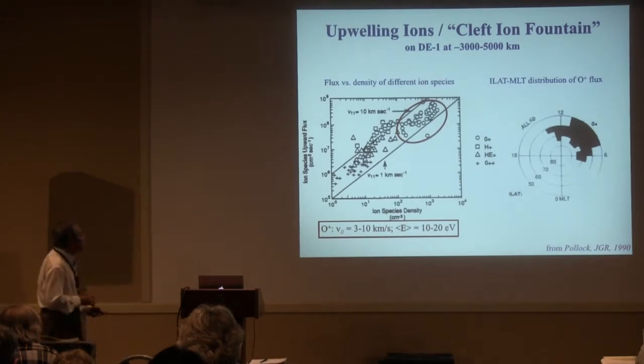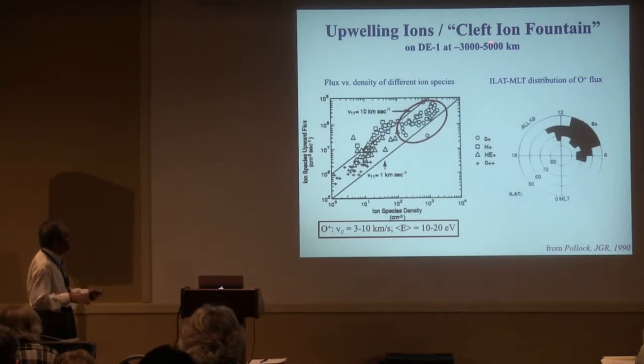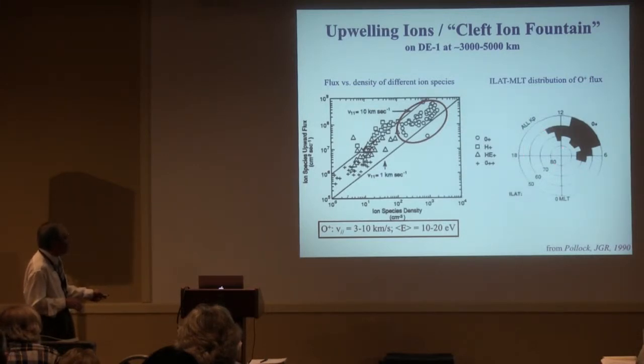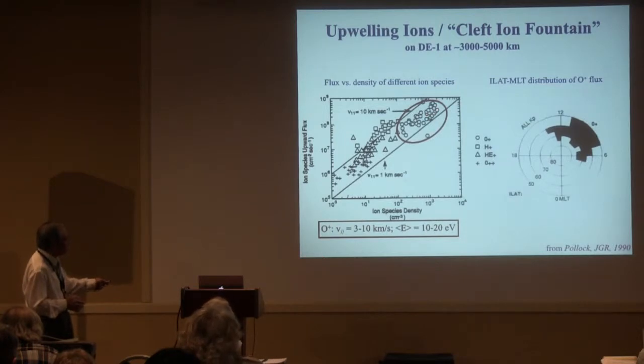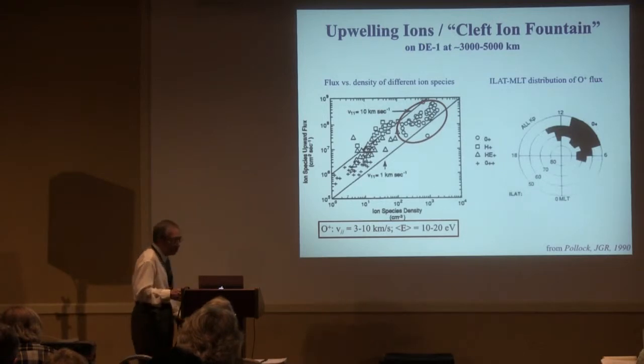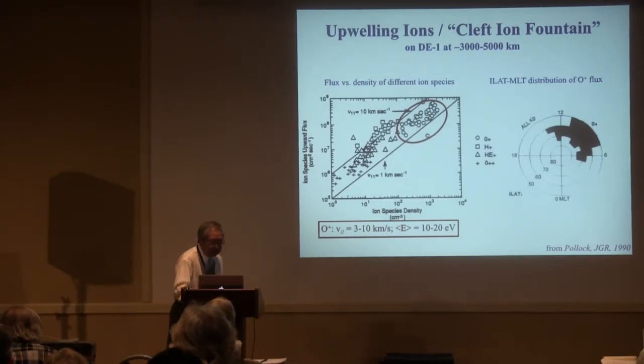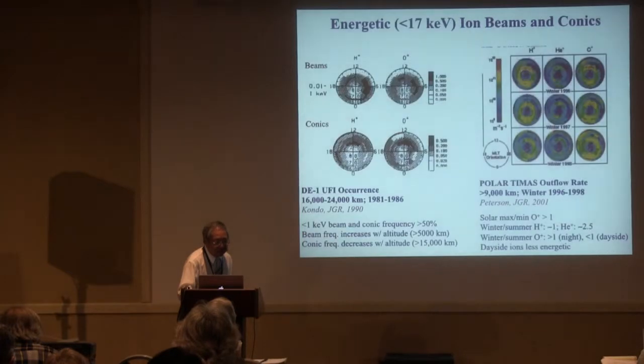This slide is just to show that, as I mentioned, the upwelling ions, which are also referred to as the cleft ion fountain in the literature, tend to be observed exclusively in the morning sector, around 10 MLT, and they typically have the higher average energy and velocity. For example, in the case of oxygen, on the order of 3 to 10 kilometers per second, even down at the 3,000 kilometer altitude. So they are clearly more energetic than the polar wind ions that I've shown earlier.